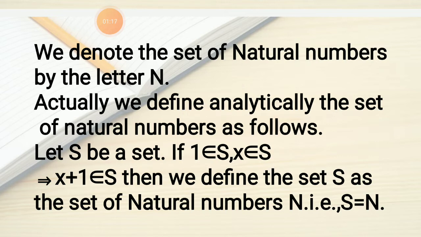Whenever 2 is there in S, 2 plus 1 will be there in S. That means 3 will be there in S. Like that, 1, 2, 3, and so on, all natural numbers will be in S, so that S becomes N.